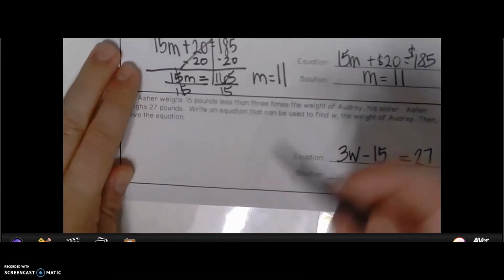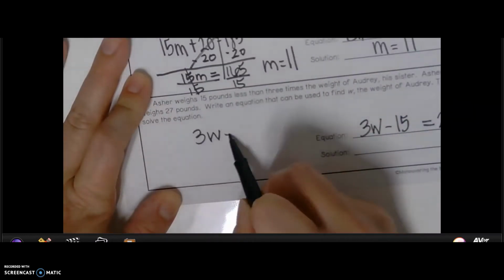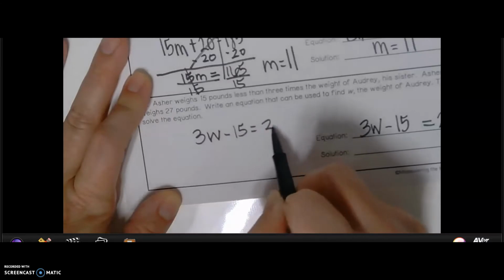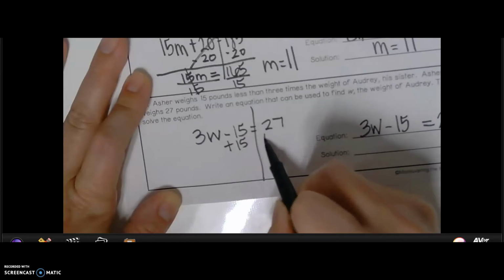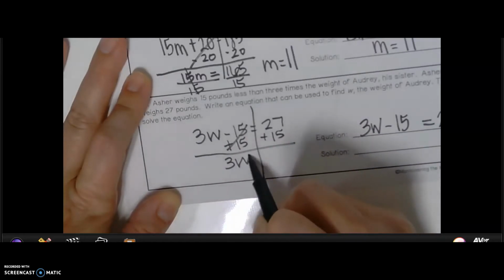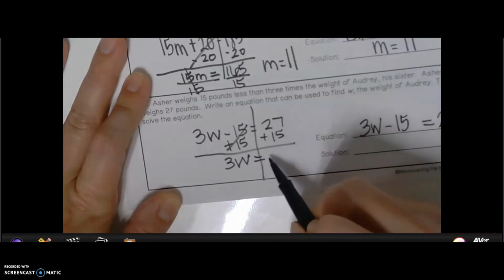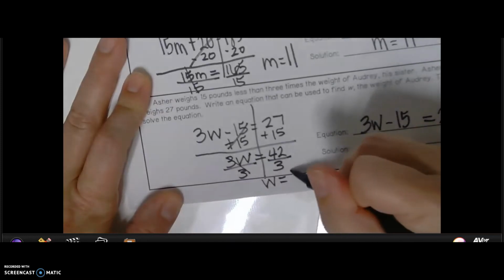Okay, then we're going to solve for that. So we're going to do 3W minus 15 is equal to 27. 15 is my constant, so I'm going to add 15 to both sides. That'll give me 3W is equal to 42. And if I divide each side by 3, because I want to undo that multiplication, it's going to be W equals 14.